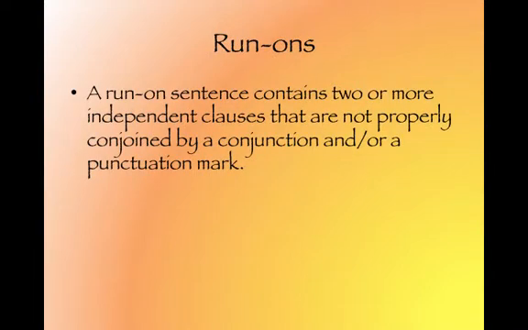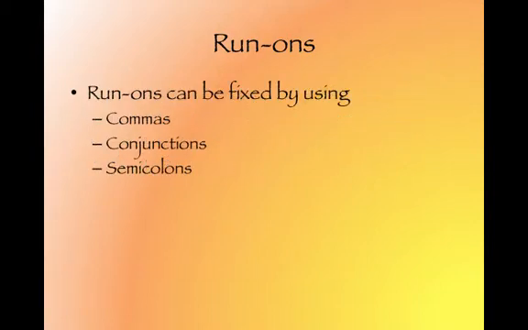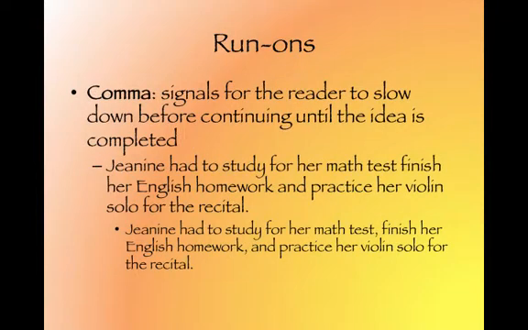A run-on sentence contains two or more independent clauses that are not properly conjoined by a conjunction and/or a punctuation mark. Run-ons can be fixed by using commas, conjunctions, and semicolons. A comma signals for the reader to slow down before continuing until the idea is completed.